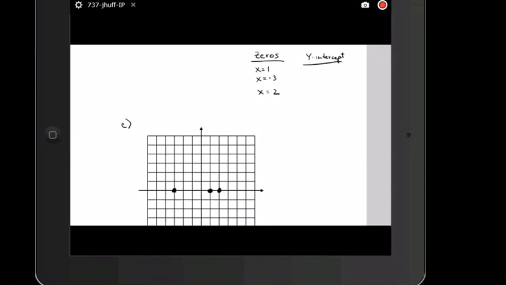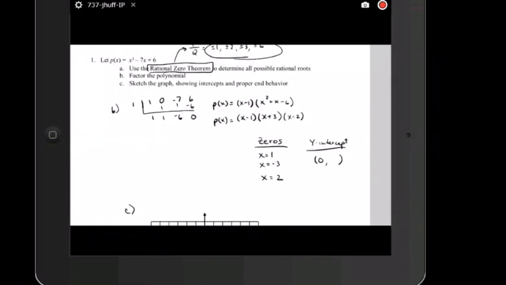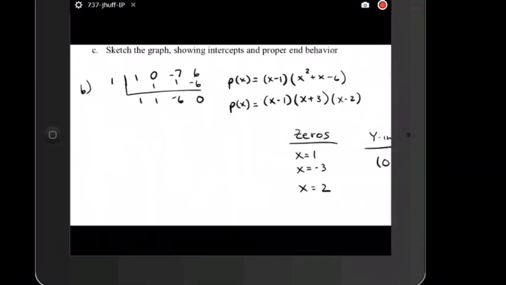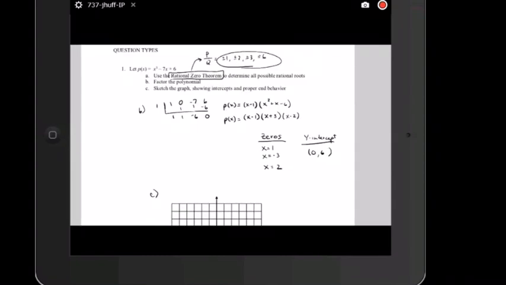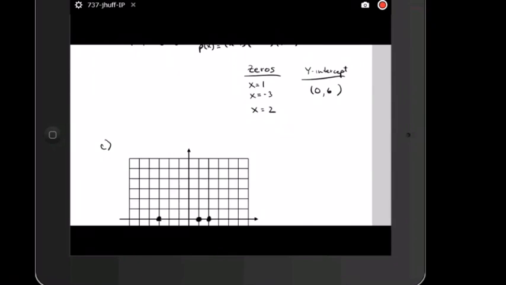To find the y-intercept, remember you let x equal 0. So if you plug in a 0 for all the x's, you can either plug it into the factored form, or you can go back to the original general form here, which I would do if I was finding an X or a Y-intercept, because then all of these X's turn into 0, you're just left with 6 right here. So 0, 6. That's our Y-intercept.